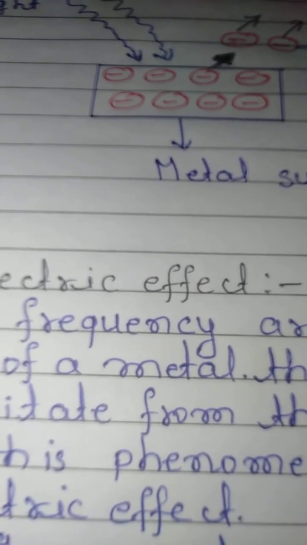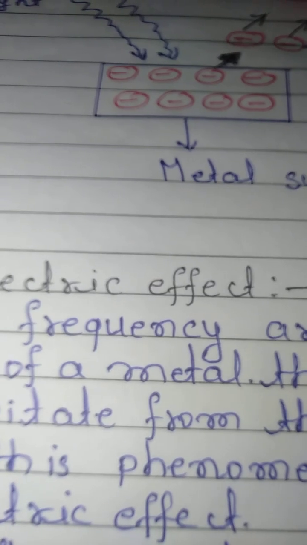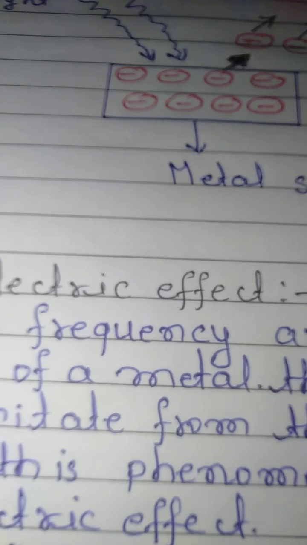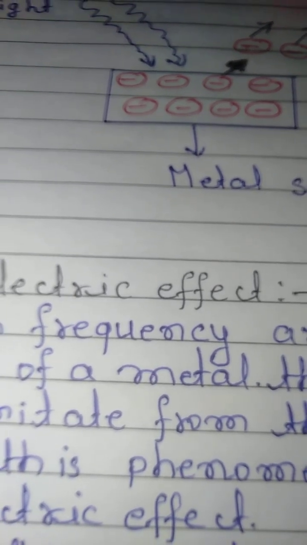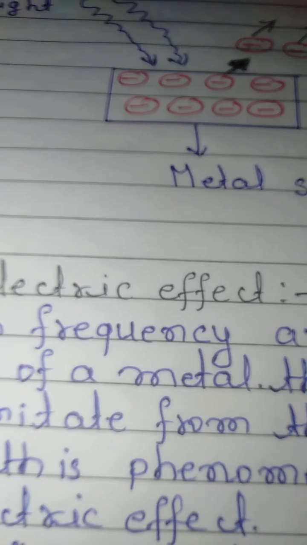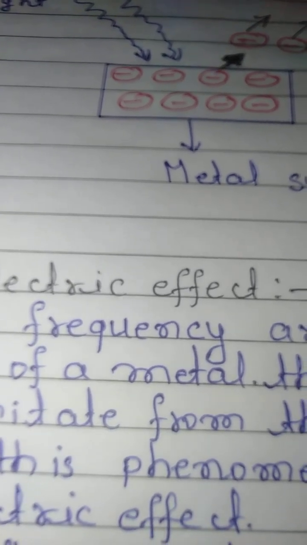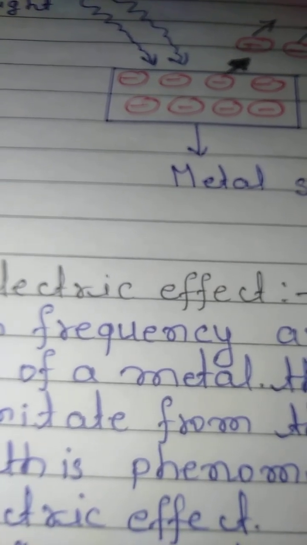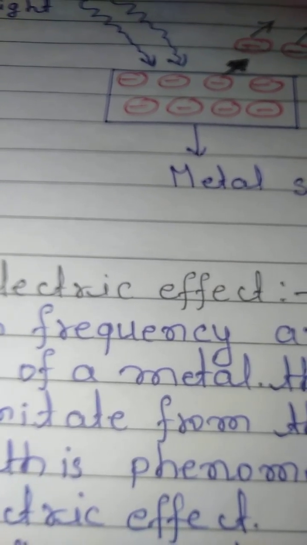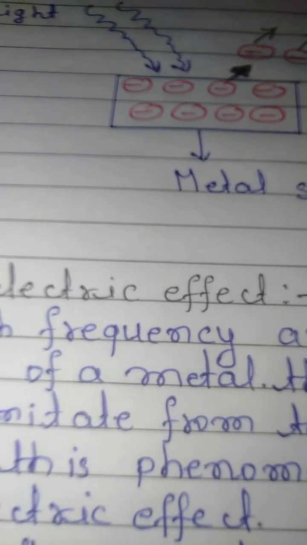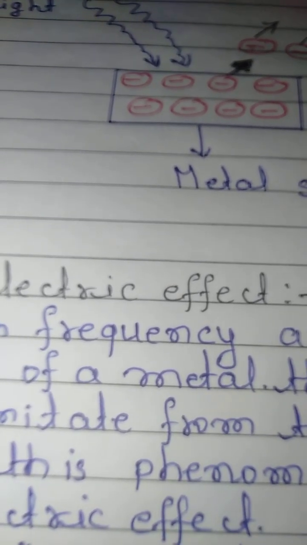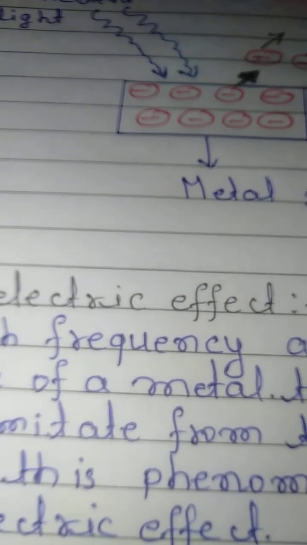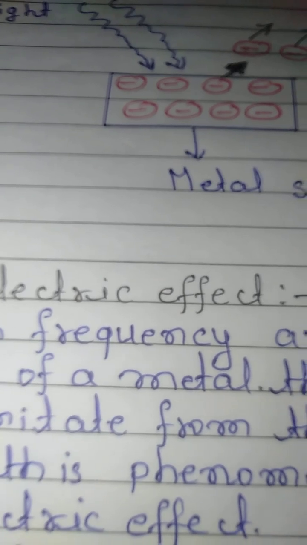The photoelectric effect is the phenomenon in which high frequency incident light, when it falls on the surface of a metal, then due to the high frequency, electrons start to be emitted from the surface of the metal. This is called the photoelectric effect.